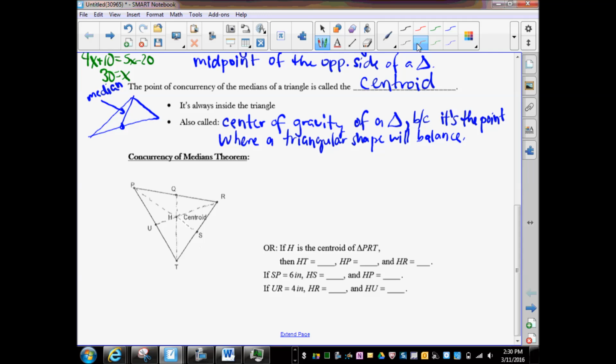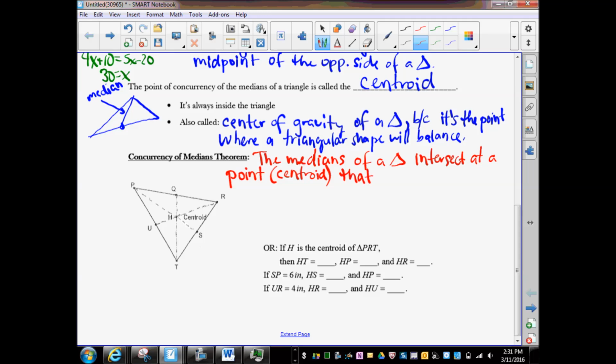Alright, so again, the point of concurrency for our medians is called the centroid. And just like our circumcenter had a beautiful property, and our incenter had a wonderful property, our centroid has a wonderful property about it. And thus we are at our concurrency of medians theorem. The medians of a triangle intersect at a point. It is very important that you know your vocab inside and out this unit, so I'm going to make you write it again. What is the point at which they intersect? The centroid. Right, so the medians of a triangle intersect at a point called the centroid.